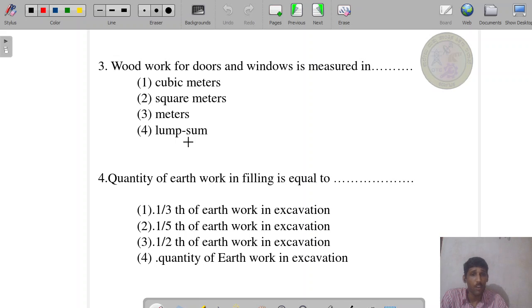Next, question number 4. Quantity of earthwork in filling is equal to: 1/3 of earthwork in excavation, 1/5 of earthwork in excavation, or 1/2, half of earthwork in excavation. Which is the correct answer? Option number 2, 1/5 of earthwork in excavation, is the correct answer.